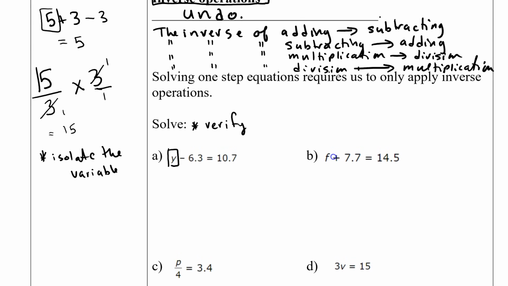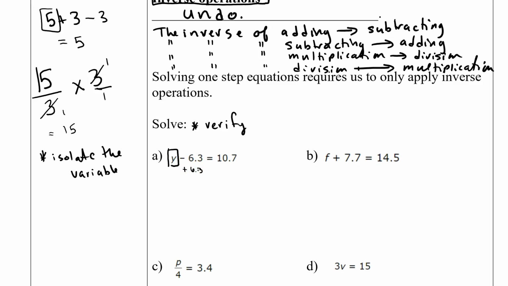So we say y minus 6.3 equals 10.7. Let's go back up to our chart here. We're having a subtraction here, y minus 6.3. So let's look here. The inverse of subtracting is adding. So what we want to do is we want to add 6.3 to this side. Because if I say y minus 6.3 plus 6.3, this creates 0.